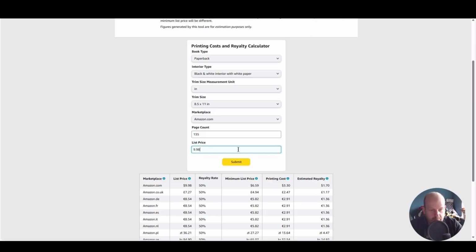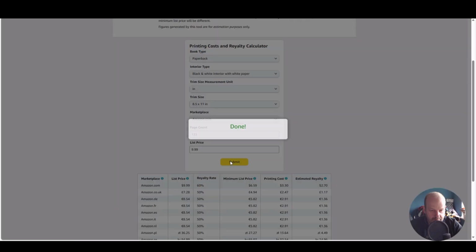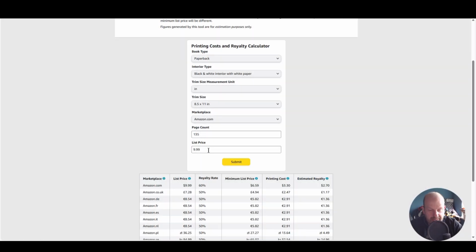If I put it up by 1 cent, this is the big difference it makes. For 1 cent extra, I get an extra $1 per book. Now, that's an extreme example. You're not going to price your book at $9.98. You're going to go for $9.99.